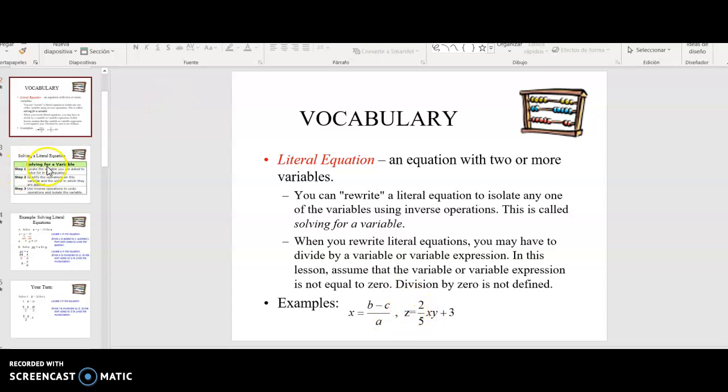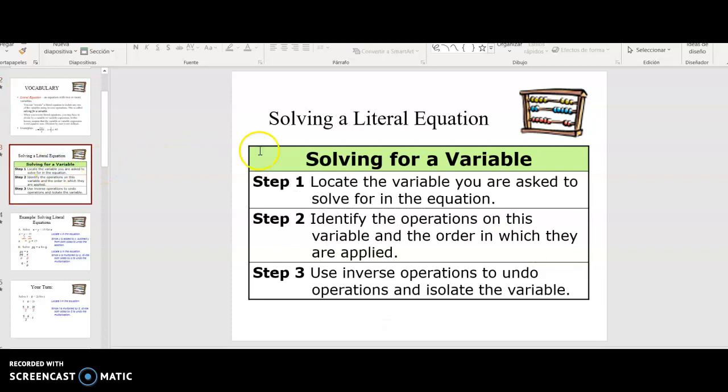All right, so now what are the steps that we are going to follow to solve literal equations? The first step: we have to locate the variable you are asked to solve for in the equation. So we have to look if the exercise is asking us to solve for A, for B, for X, what variable are we going to find, okay?